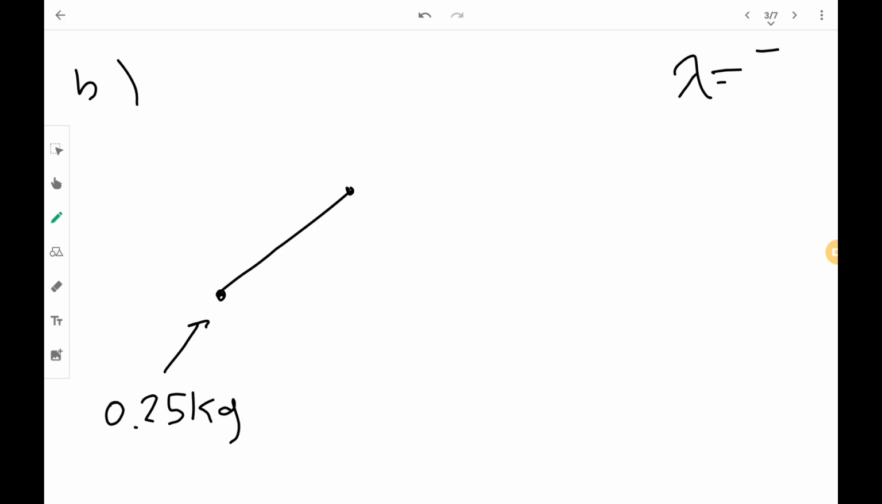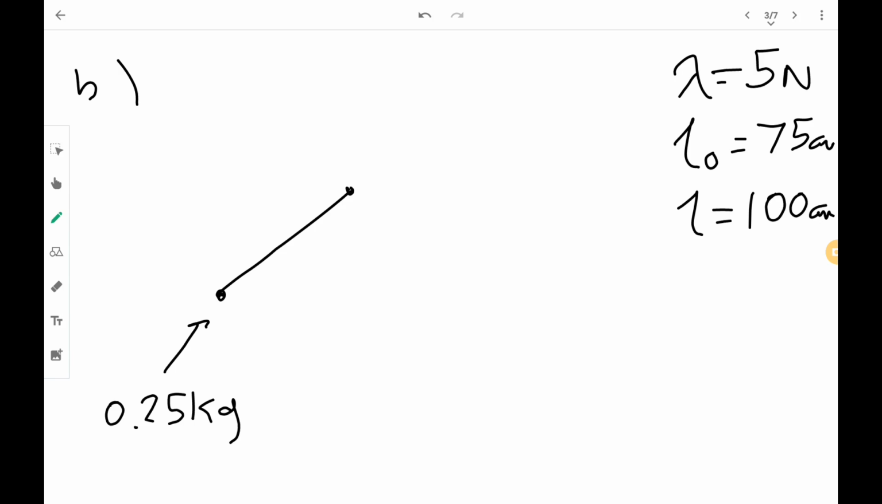Now for part B, you have a mass of 250 grams, which is 0.25 kilogram. It is attached to like a light elastic string. They gave us the modulus 5 Newton and the natural length L0 75 centimeter. They also gave us the final L 100 centimeter, and they want you to find the constant speed v. It also moves in a horizontal circle.